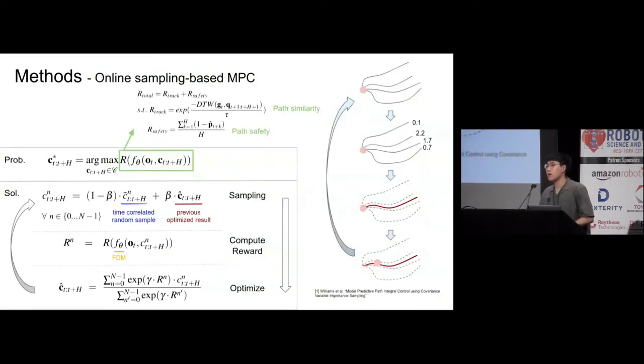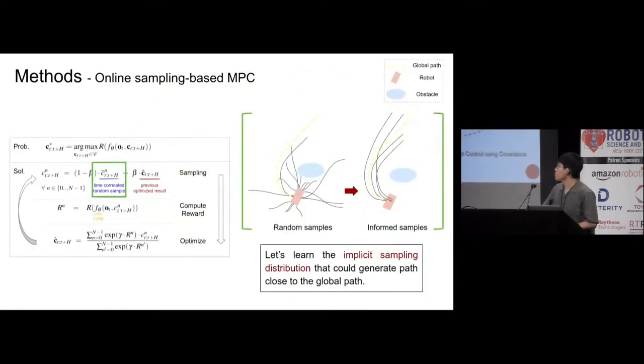To generate velocity command plans to track the planned path from the global planner, sampling-based MPC was used. The algorithm repeats command sampling, reward computation, optimization, and first-step command execution. Rewards are computed using the predicted outputs from the forward dynamics model and consist of 2 terms: path similarity term with the global path and the path safety term.